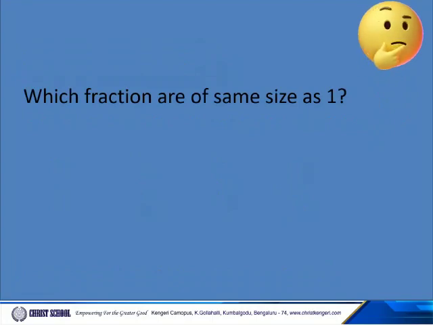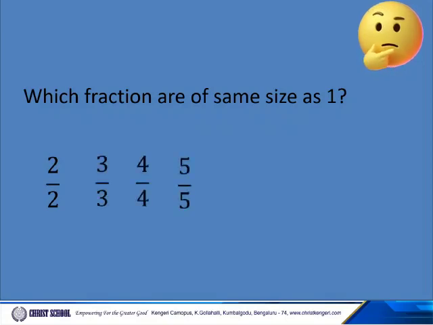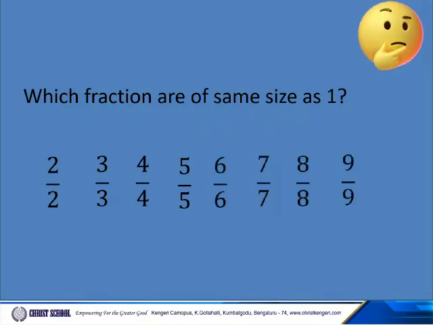Which fractions are of the same size as 1? 2 by 2, 3 by 3, 4 by 4, 5 by 5, 6 by 6, 7 by 7, 8 by 8, 9 by 9, 10 by 10 are all the same size as 1.